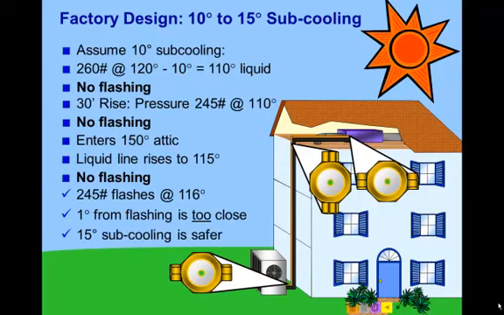15 degrees subcooling would be safer. So if we have a system that is giving us 15 degrees subcooling instead of 10 degrees subcooling on that hot day in that hot attic, it would be a lot better for the system to be able to get no flashing. And we see all 3 sight glass locations with no flashing.